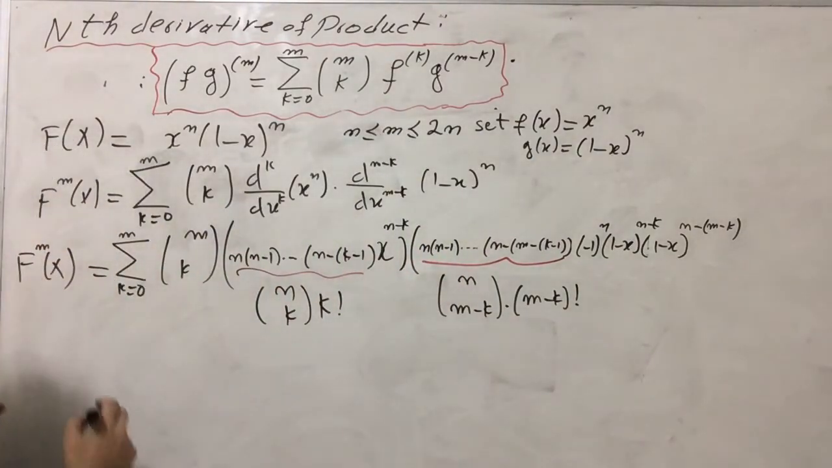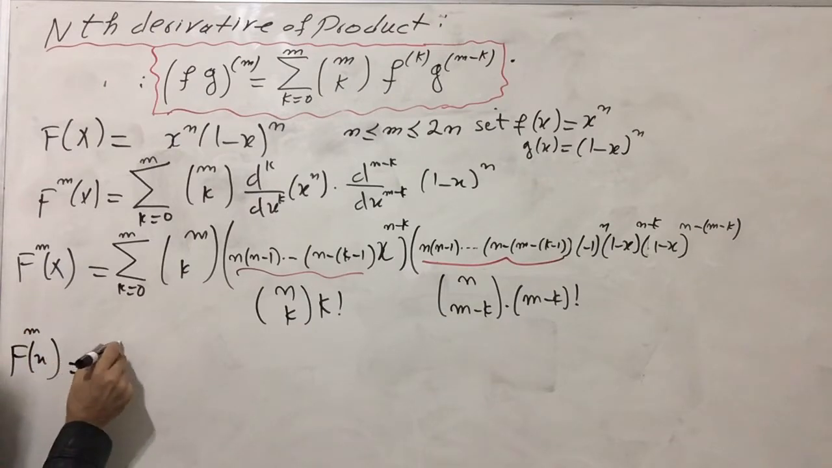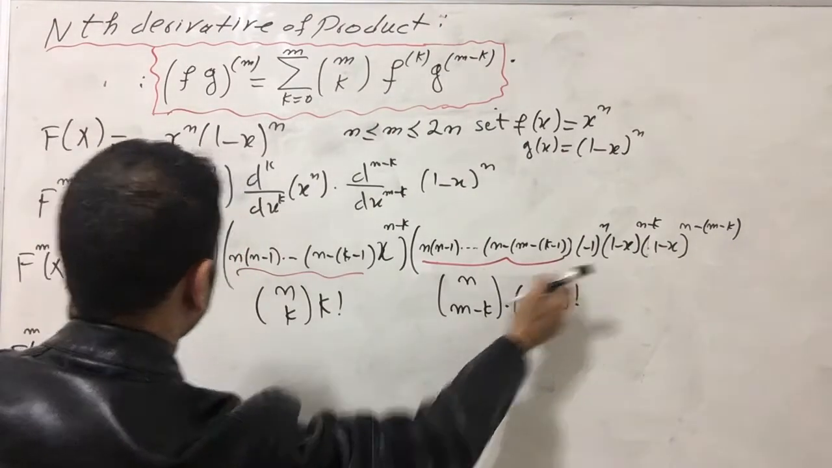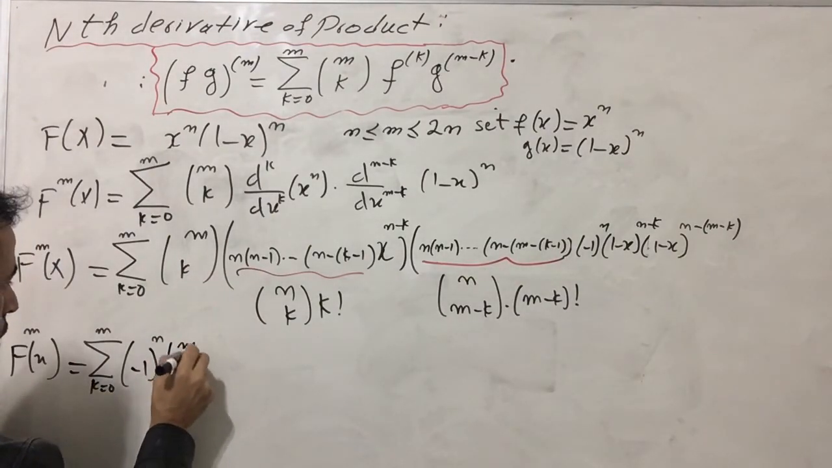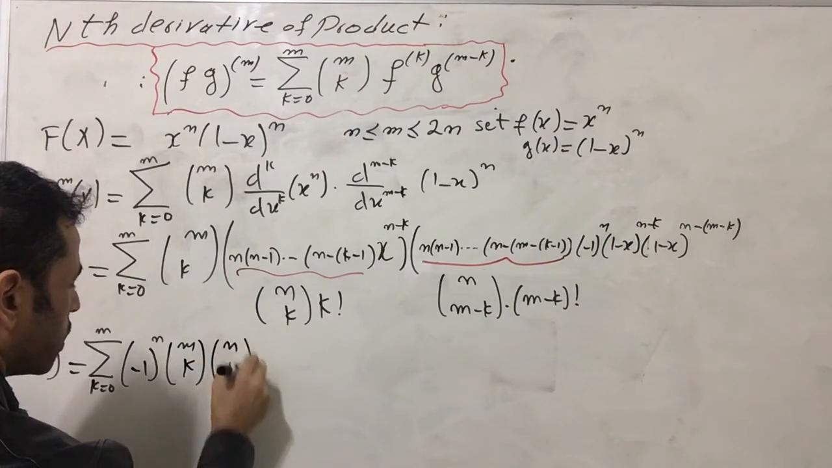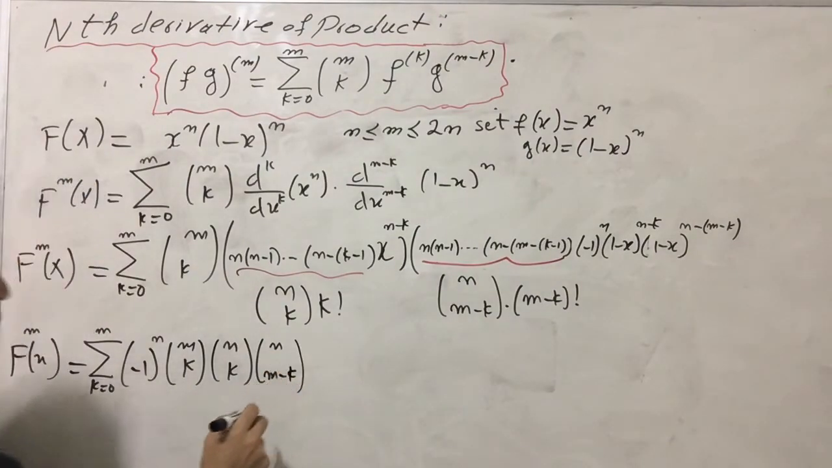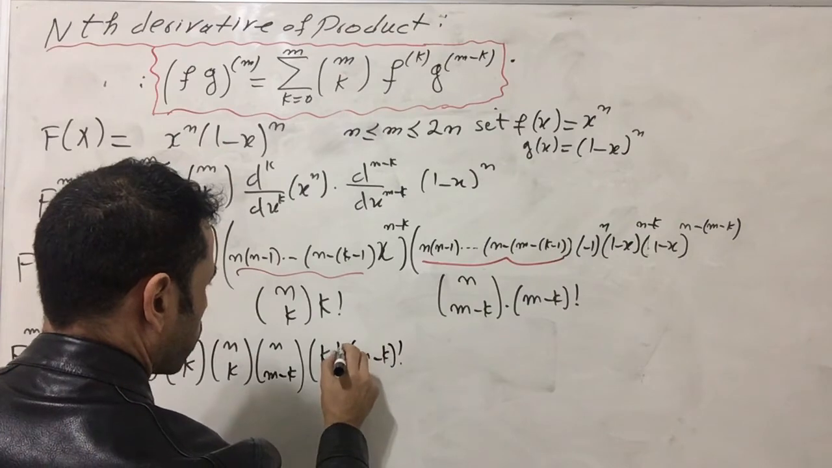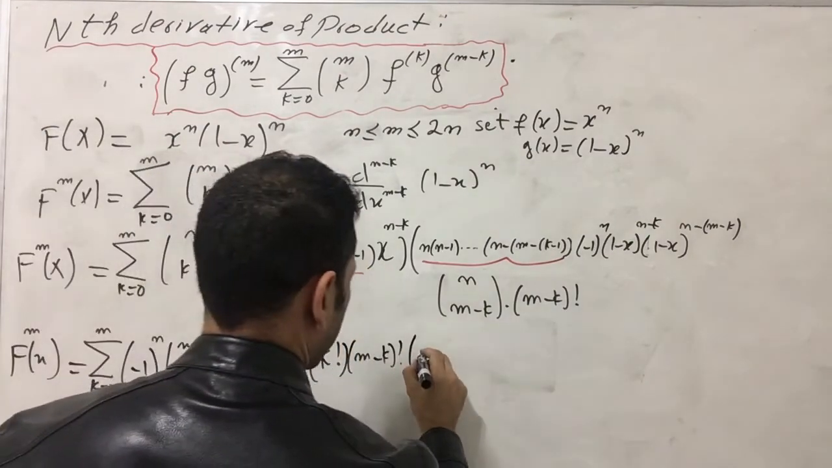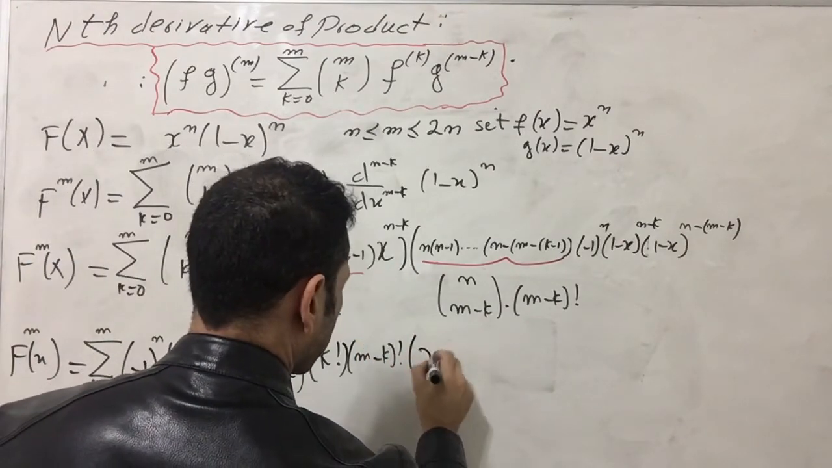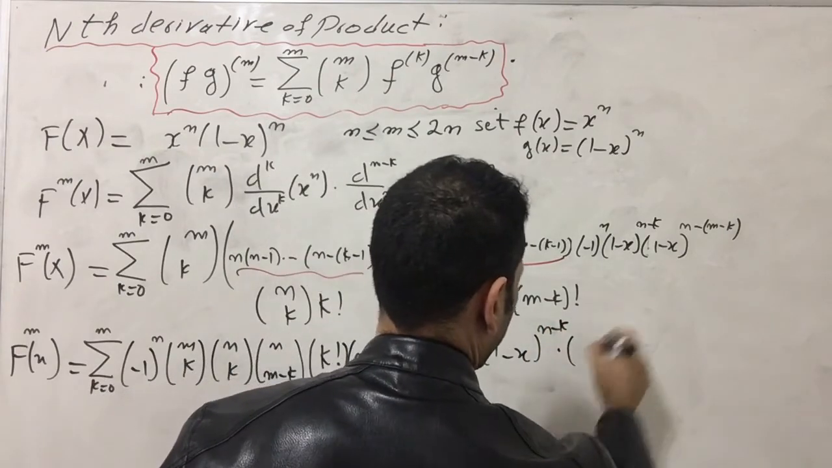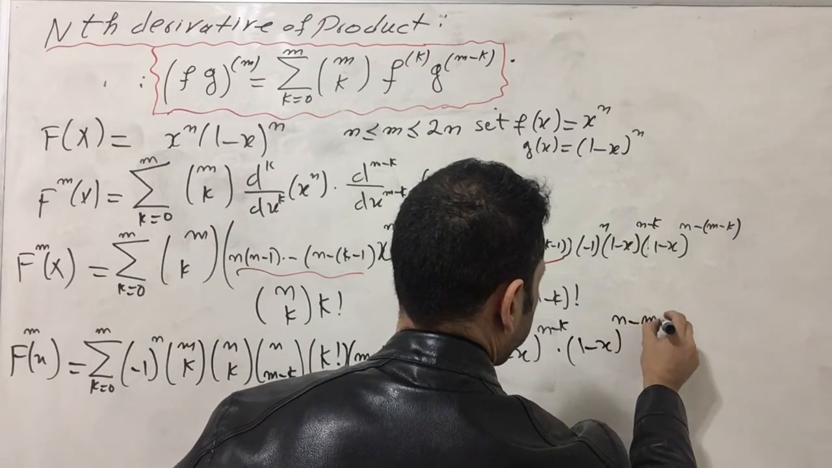So now I'm going to simplify this one more. I will have f of x as the m-th derivative function equal to this sum, as k goes from 0 to m, minus 1 to the n, as we have here, multiplied by m choose k, multiplied by n choose k, and multiplied by n choose m minus k, multiplied by k factorial, and multiplied by m minus k factorial, and multiplied by these two functions: x to the n minus k, multiplied by this function 1 minus x to the n minus k, multiplied by this function 1 minus x to the n minus m plus k.